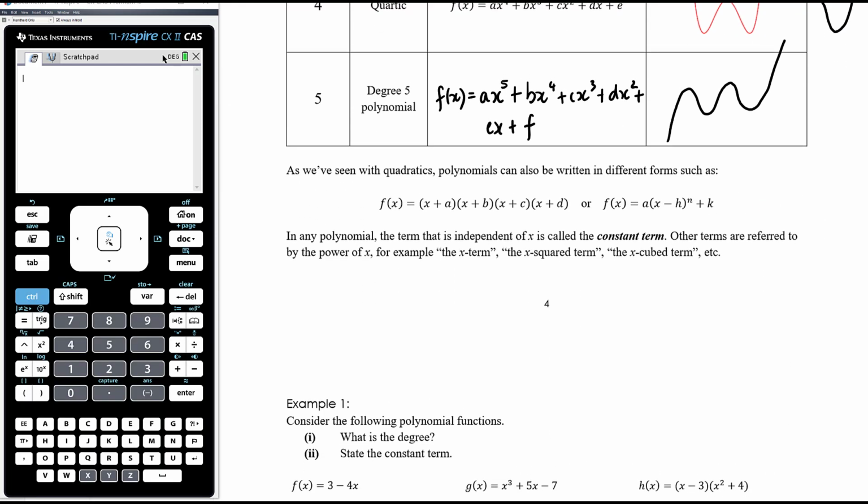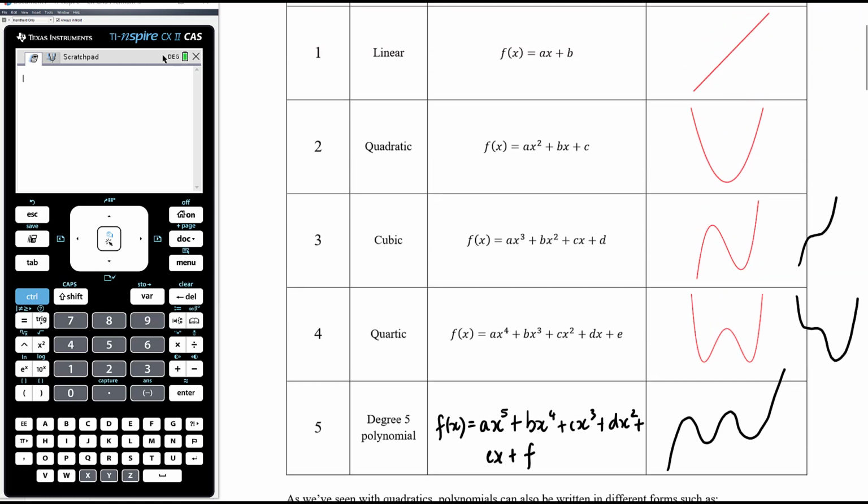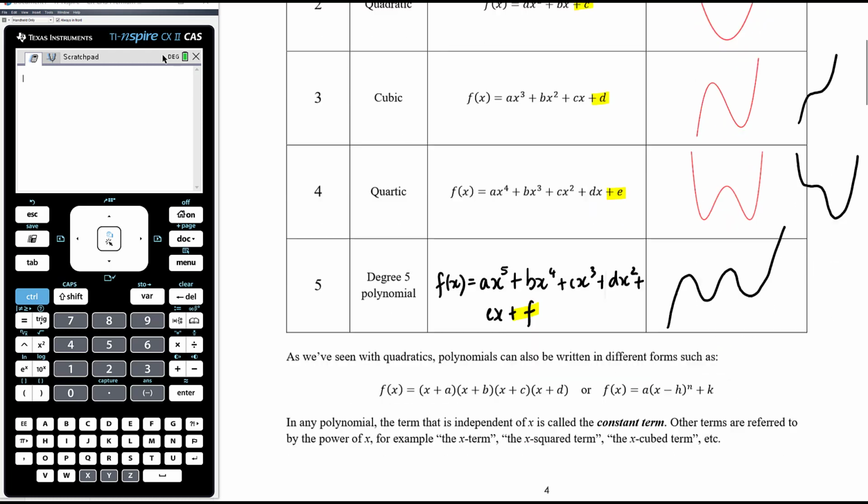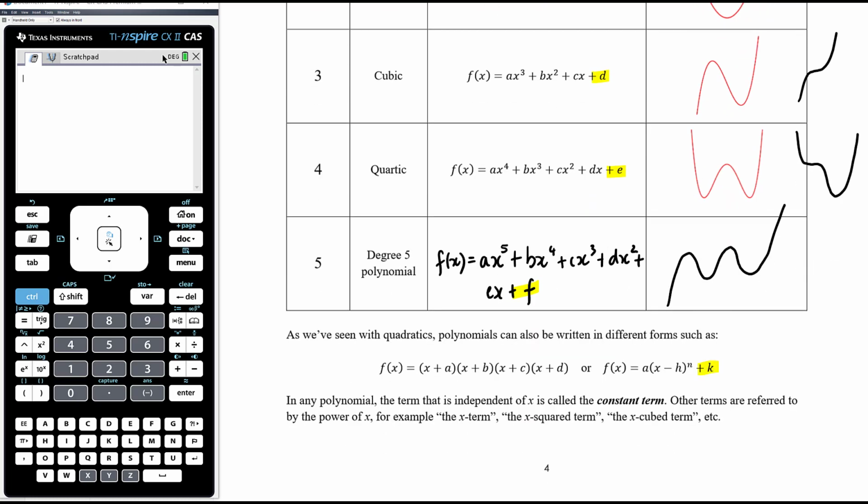Okay, in any polynomial, the term that's independent of x is called the constant term. Okay, and when we talk about that, that is in this expanded out form. So b is the constant term here, c is the constant term here, d is the constant term here, f is the constant term here. Please note that k is not the constant term here, because when you expand out this bracket, there'll also be a constant come in there, and that'll be combined together with k to produce the constant term.